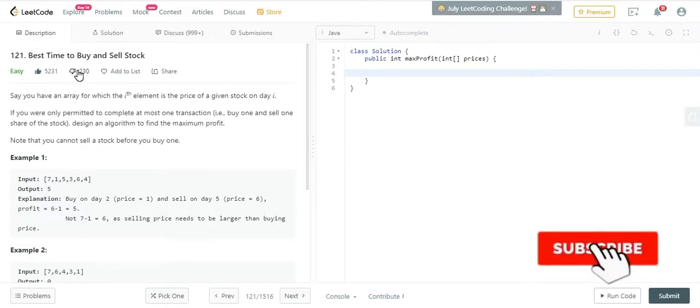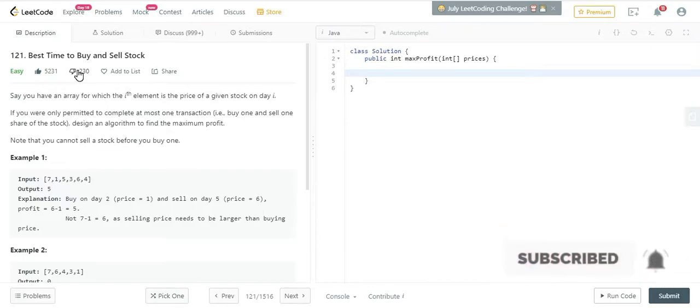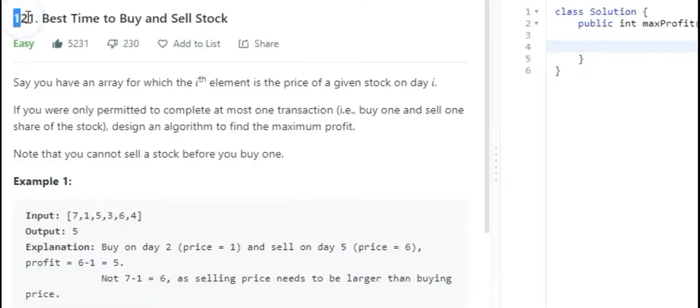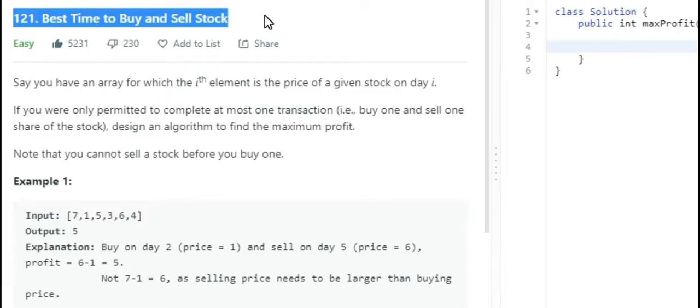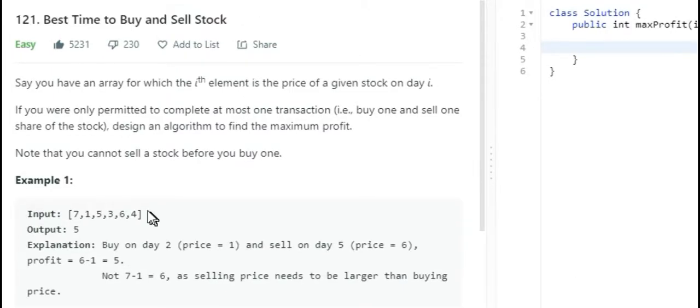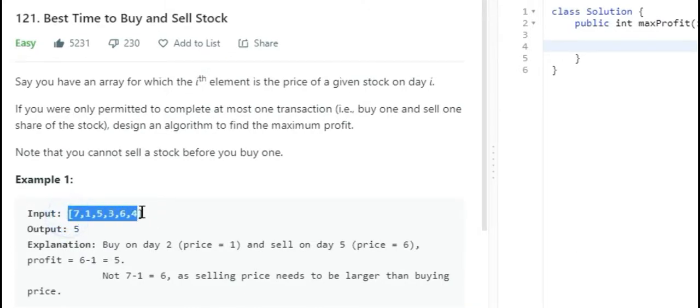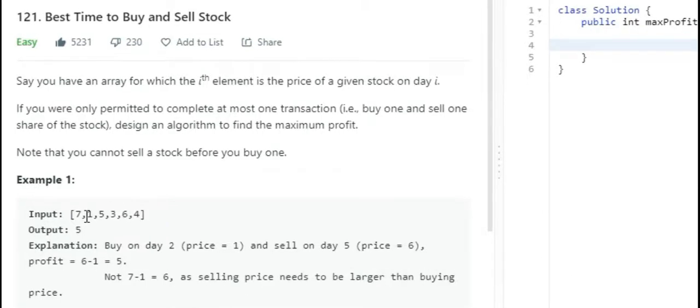Let's go with today's problem. Best time to buy and sell stock. Say you have an array for which the ith element is the price of a given stock on day i. See the given example. Here the value 7 is the price of some stock on day 1, 1 is on day 2, 5 is the price on day 3, 3 is on day 4, and so on.